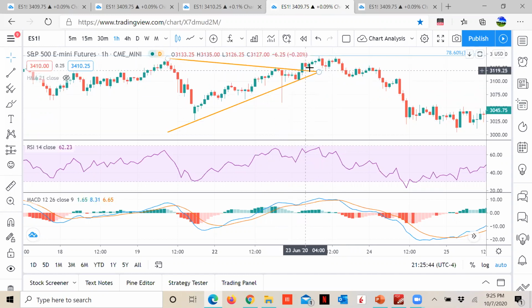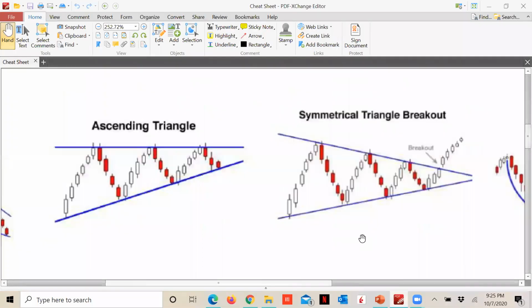So it becomes a breakout and an uptrend here. So that's what is meant. If you look at the ascending triangle again, this is a bullish pattern. And a symmetrical triangle with a breakout on an uptrend. So these two kind of indicate a bullish pattern.